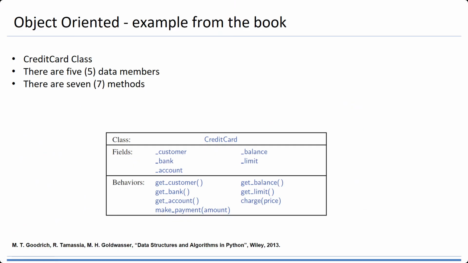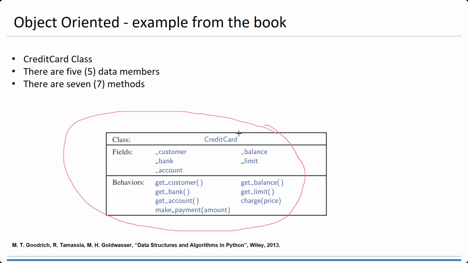So let's see one example about the object-oriented. It is from the book. If you have the book about the data structure and algorithms that I mentioned to you in the first week, you can see about the credit card class. So let's see the class diagram. This is the class diagram.